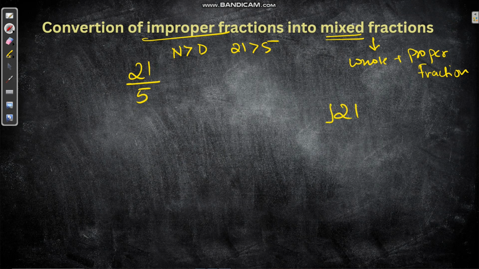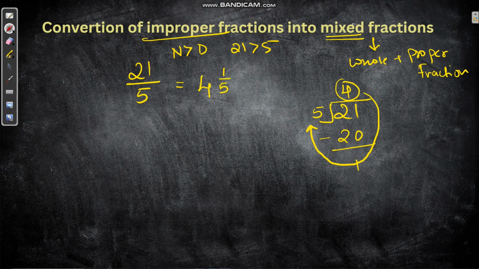21 is your dividend, 5 is your divisor. 5 into what gives you a number close to 21? So 4 is 20. You subtract, you will get 1. You need to stop over here. You don't have to go into decimals. Now the most important step is you have to begin from the quotient, then the remainder, and then divisor. So you will first write the quotient, that is the whole part, then the remainder, that is 1, upon your divisor, that is 5. So this is a mixed fraction which has 4 as your whole part and 1 by 5 as your proper part.